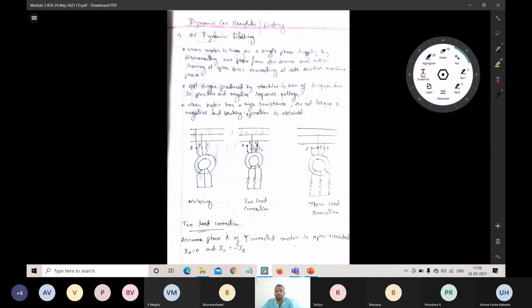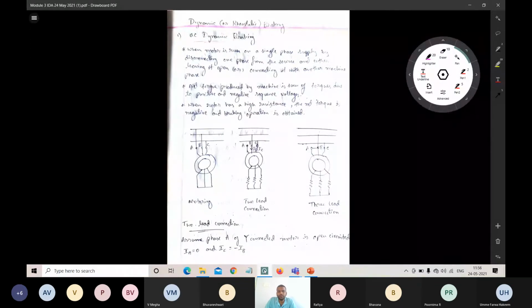At the same time, whenever the rotor has a low resistance, the net torque will be positive, and there we can't obtain the braking torque easily. So braking operation is not so easy. For that reason, we use a rotor which has high resistance.